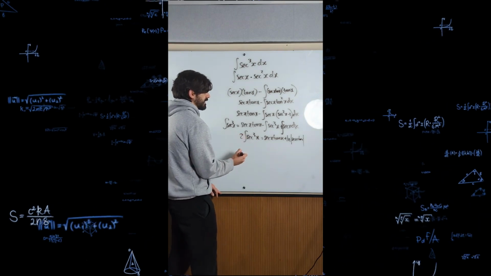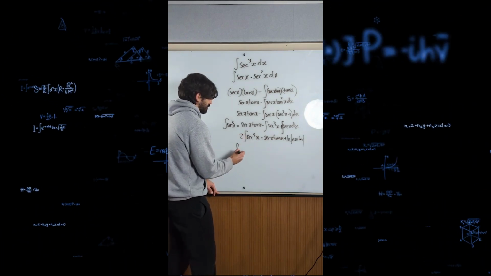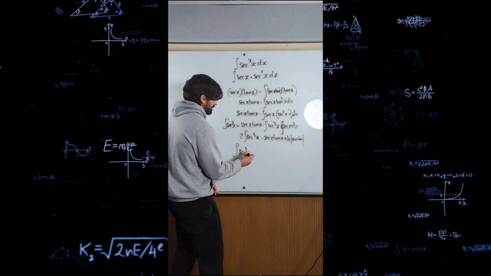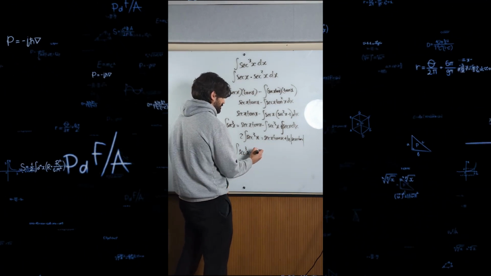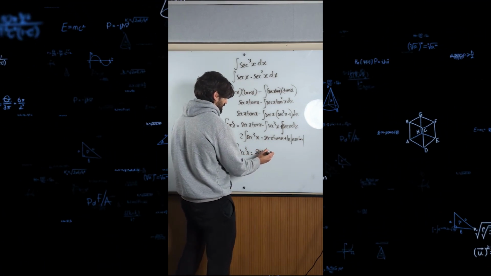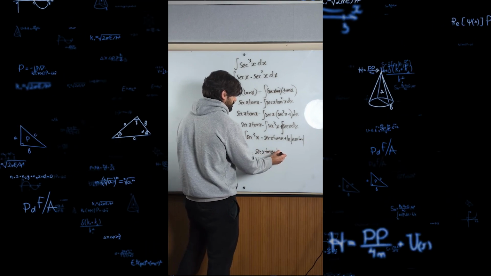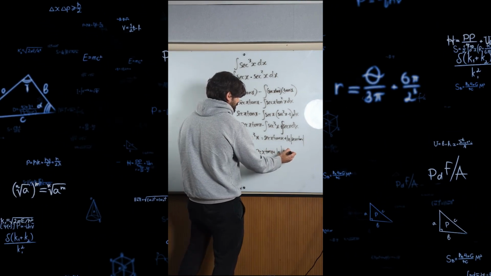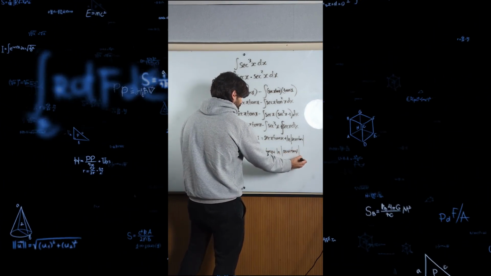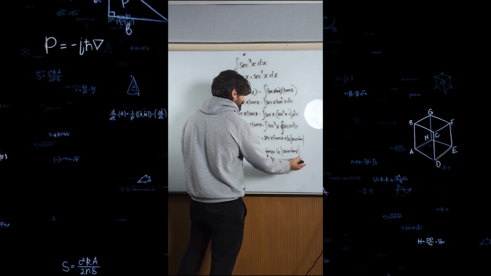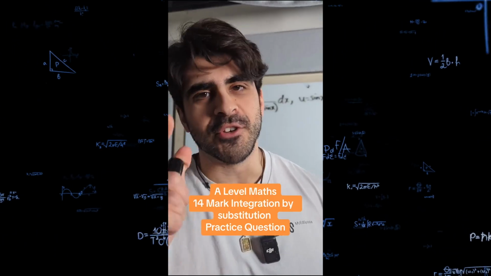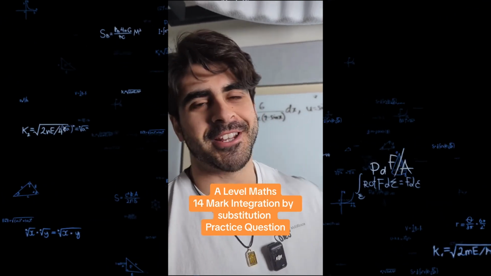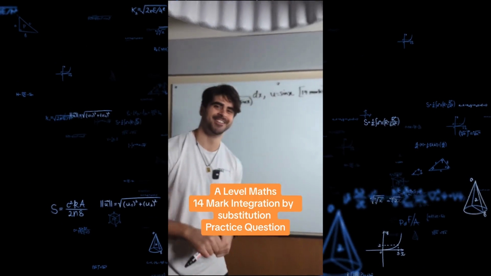So finally, when we divide by 2, the integral of sec cubed x is sec x tan x plus ln of sec x plus tan x, all over 2, plus your constant. Nice. Not even joking, mate. Seriously, this is a 14-mark question.